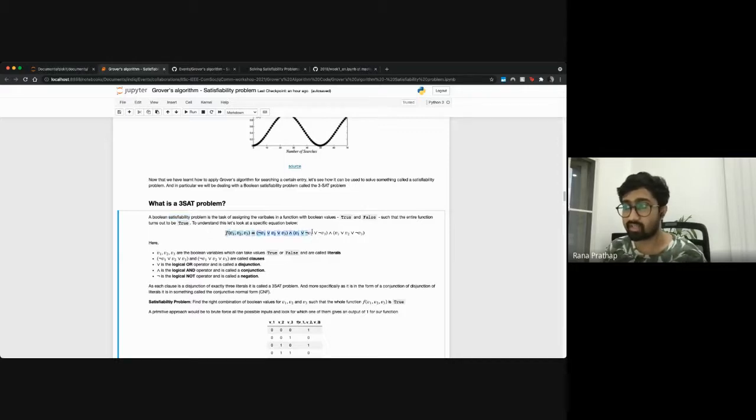For example, this is a specific function, and v1, v2, v3 are our variables. And just to give you a bit of nomenclature, each of these are called literals, that is v1, v3, and basically this whole thing is called a clause. Okay, and you have an or and an and over here, and they have other names as well. Or is called disjunction and is conjunction, and this specific thing is called a negation.